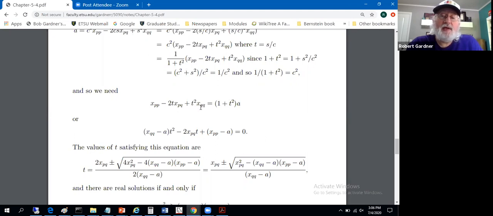Then we'll have t squared times x sub qq minus a as a coefficient of the t squared. We got a constant of a on the right-hand side. Bring that to the left-hand side as a negative. And there you go. There is a legitimate quadratic set equal to 0. And we want to solve for t. We want to solve for s and c, but for now, we'll solve for t, and from there, we'll get the other values. So what we got here is a quadratic.